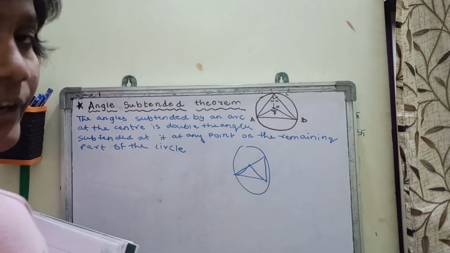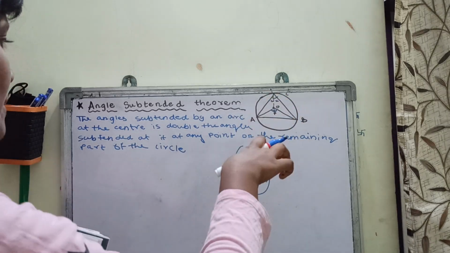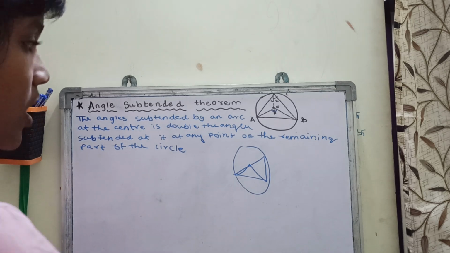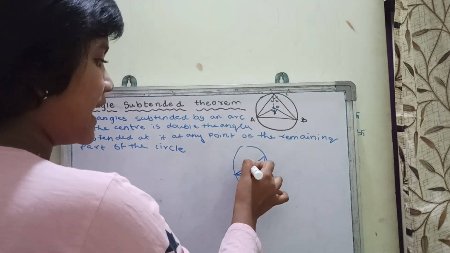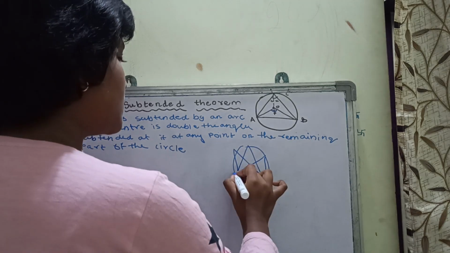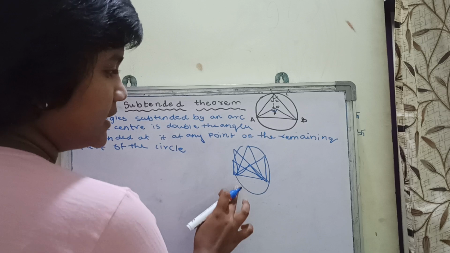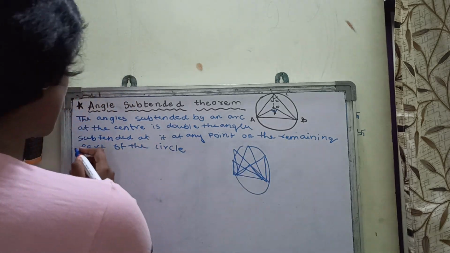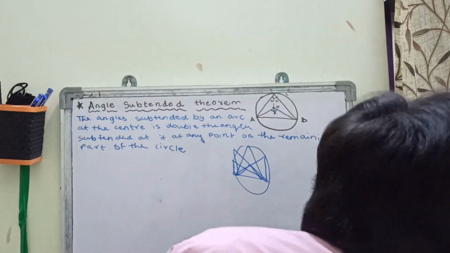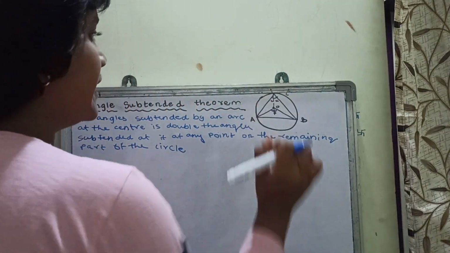Not only like this, according to the figure, the angle subtended by an arc at the center is double the angle subtended at any point on the remaining part of the circle. Rather than this, it can form like this also, and like this also. There are so many ways, because they said subtended at any point on the remaining part of the circle, it can form anywhere. For example, we have taken it formed here.